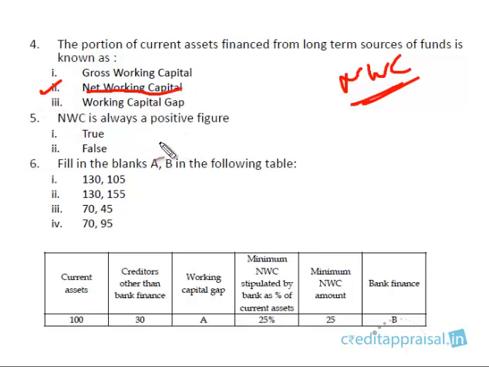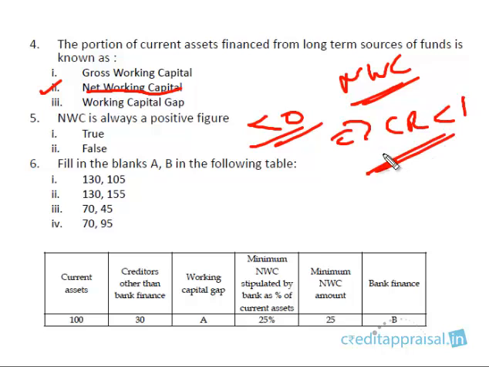Fifth question, NWC is always a positive figure. True or false? Not necessarily. NWC can be negative, right? We discussed this. NWC can be negative, which implies that current ratio is less than 1. Please recall this discussion also when we discuss NWC. A negative NWC implies that short-term funds were diverted for long-term uses. So NWC is always a positive figure? No, it can be negative.